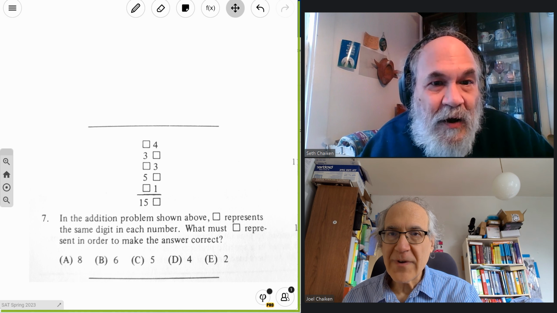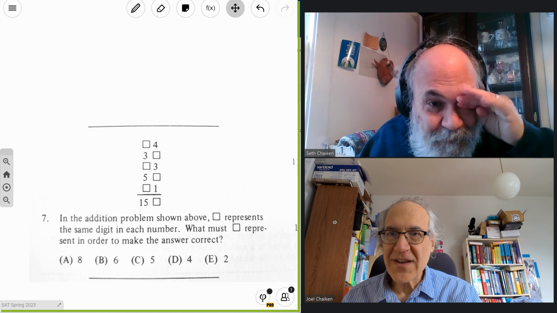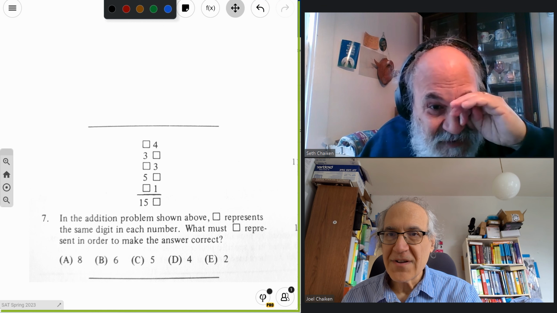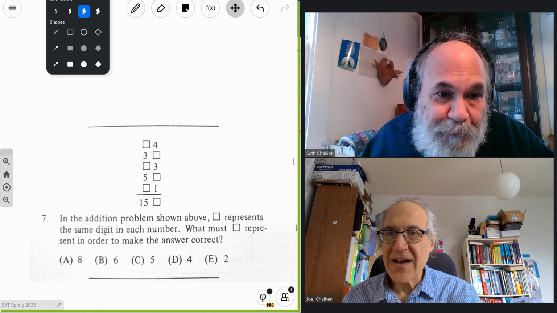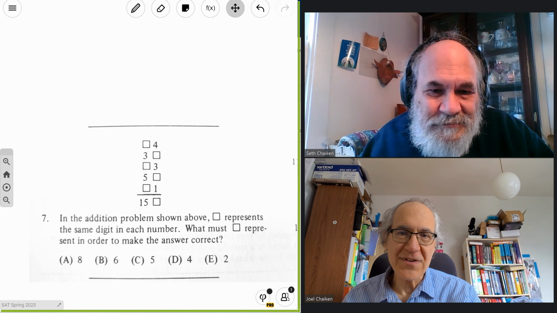So here we go. It's a puzzle. Seth is cheating, he's looking at it. Puzzle, schmuzzle, that's not good. So, puzzles. They don't do puzzles because puzzles are not normally taught in school these days.